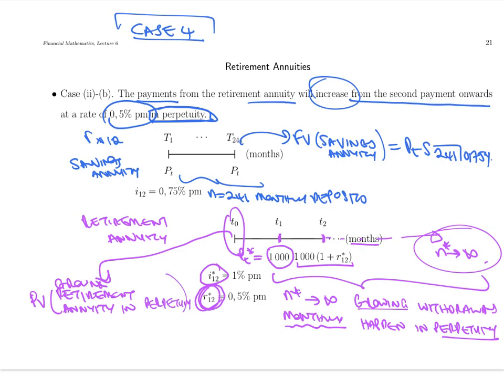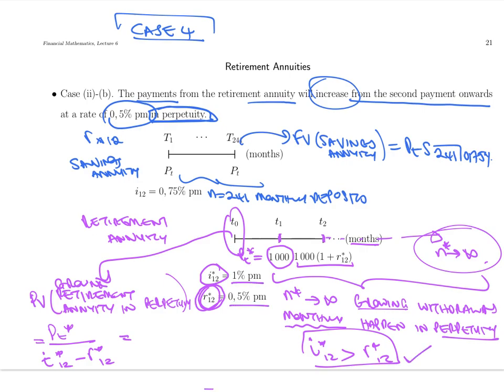How do I work that out? We structured it in the previous slides. It's PT star divided by I star 12 minus R star 12. The first thing you need to check is: is I star 12 greater than R star 12? If you look, 1% is greater than 0.5%, so that condition is true.